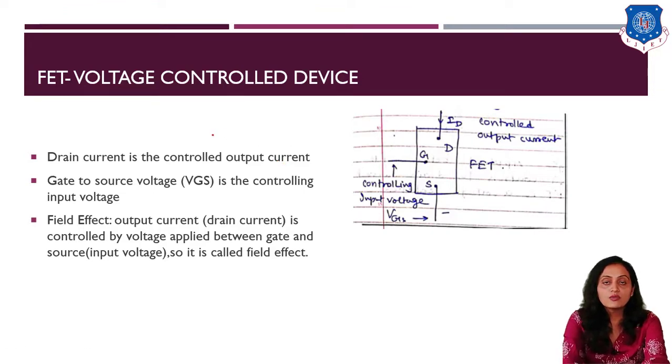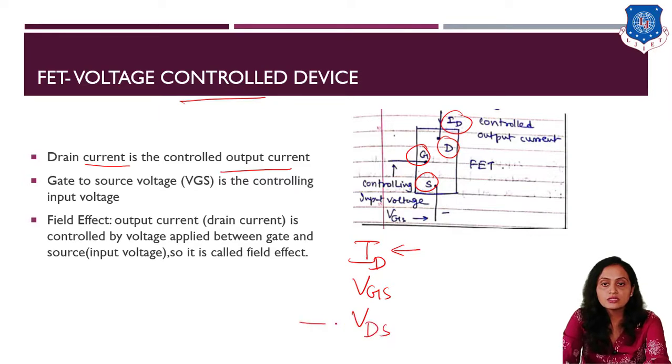Now we will see why FET is called the voltage control device. This is again the FET block, which has three terminals: gate, source and drain. Drain current is the controlled output current. The current flowing through the drain terminal is denoted with ID, and this is the important current. Another important voltage is VGS, that is gate to source voltage, and the third important voltage is drain to source voltage, VDS, which is applied for the biasing for carriers to move.